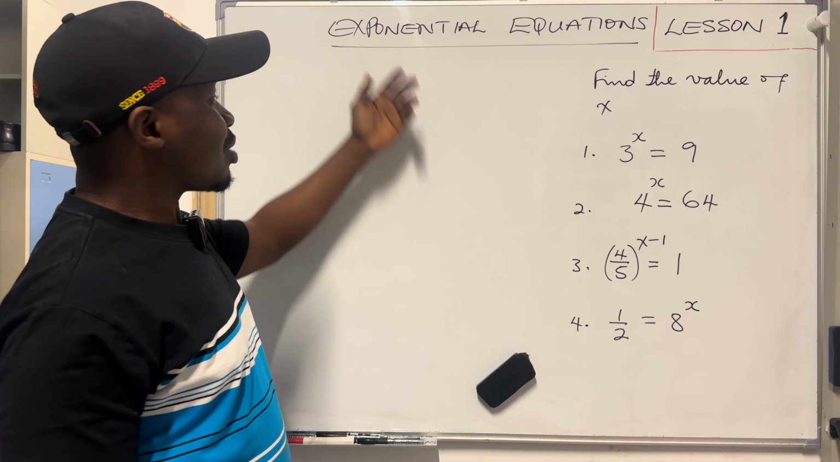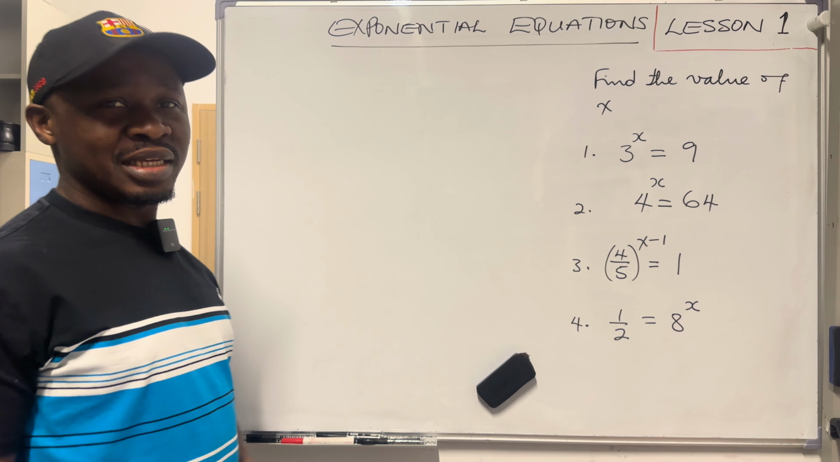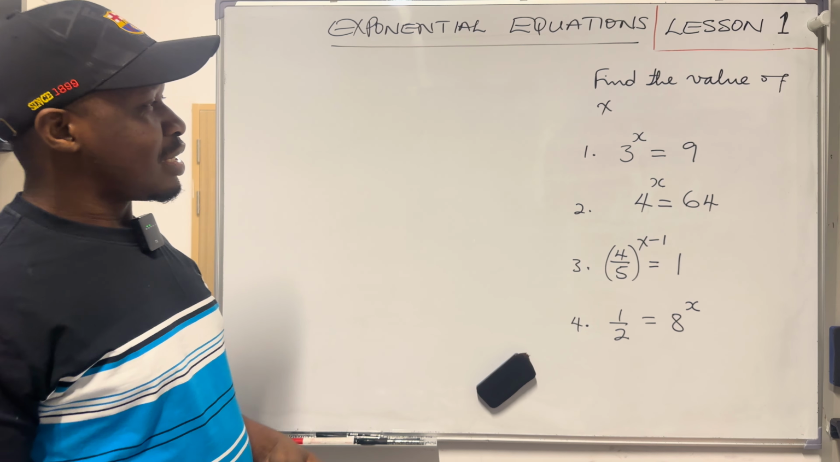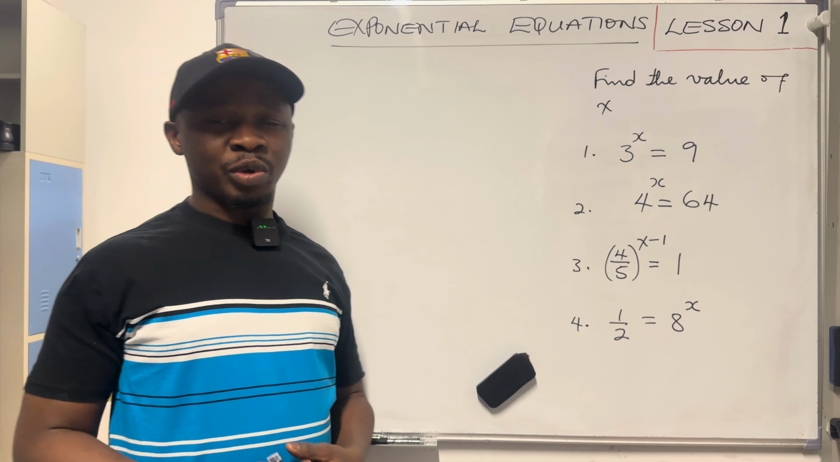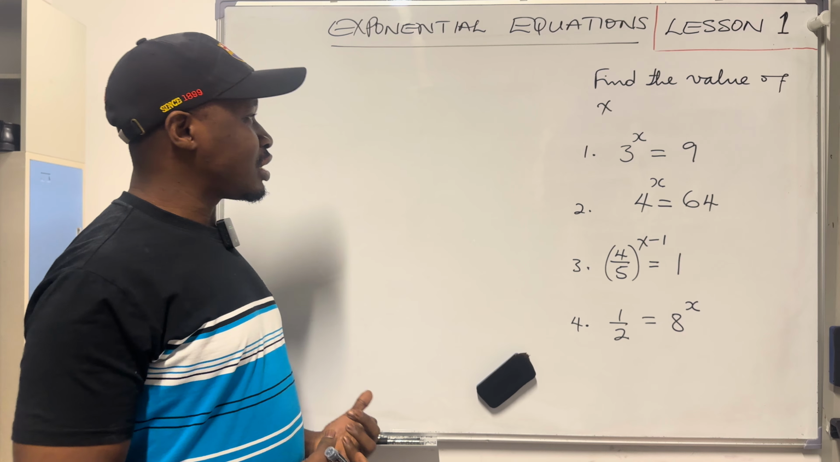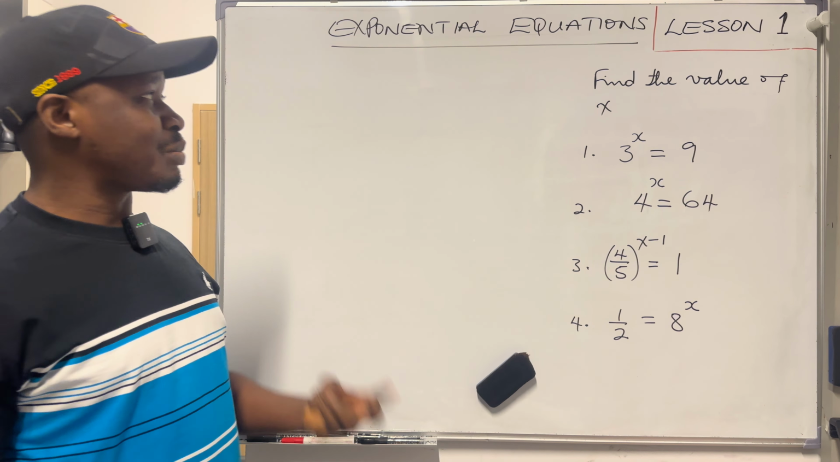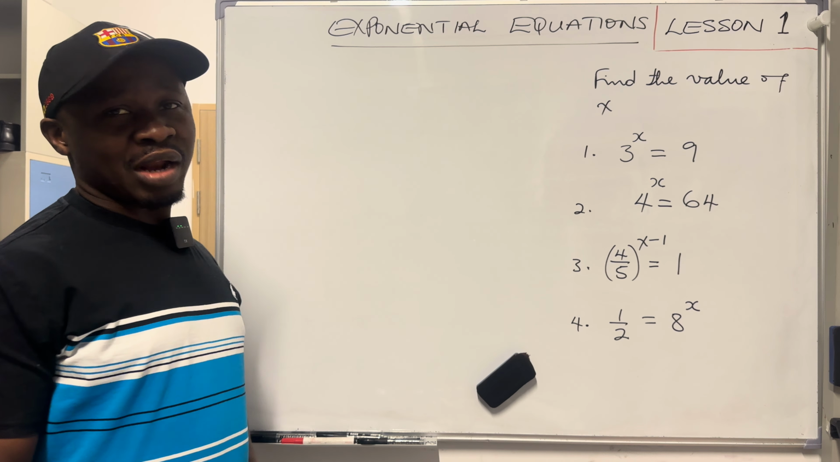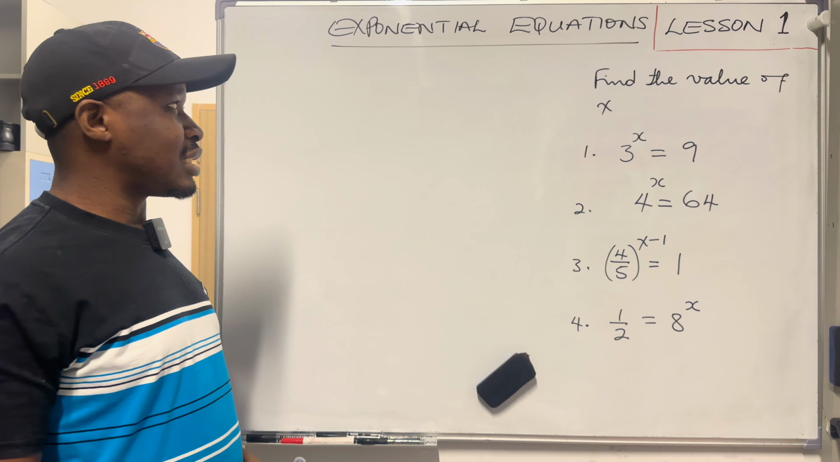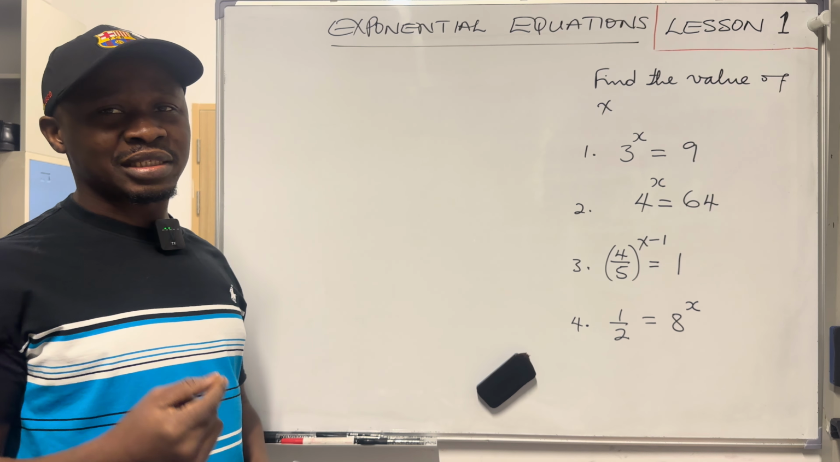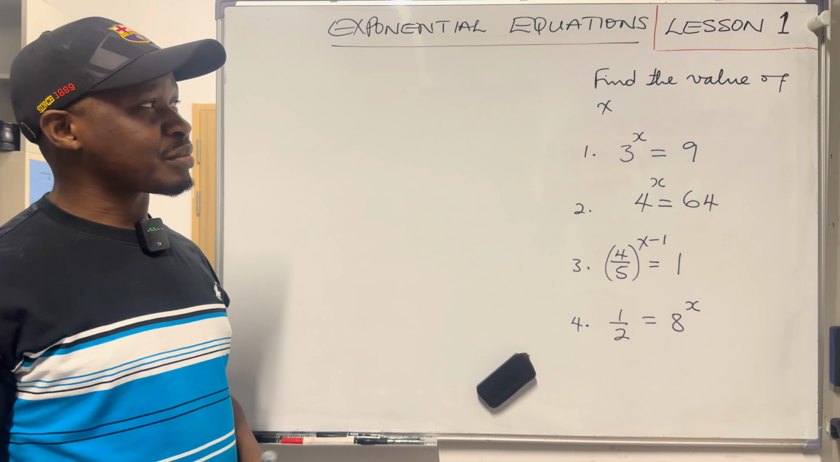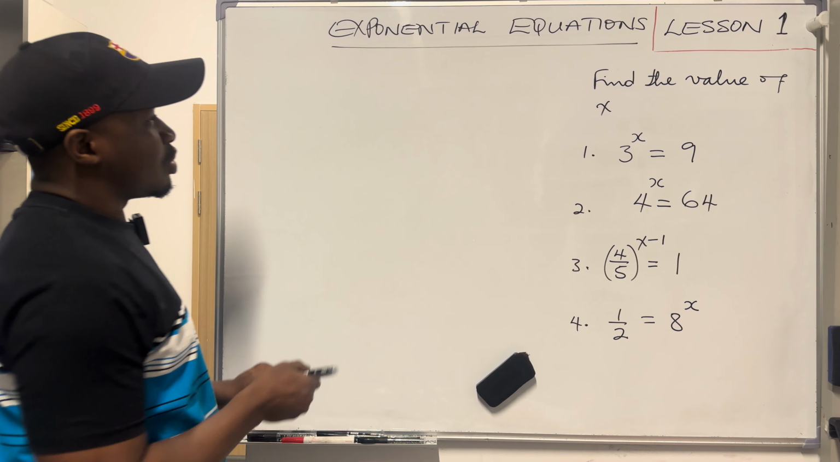Of course, when we talk about exponential, basically it's about exponents. When we talk about exponents, we mean powers. Exponent is just another name for power. We can say power, we can say exponent. Then we can also say index, and it's because of the word index that we have indices. All right.